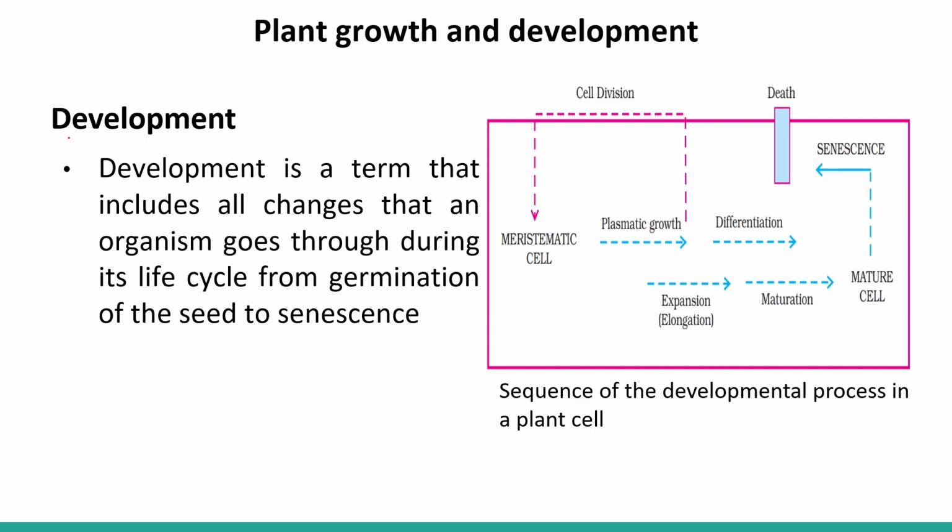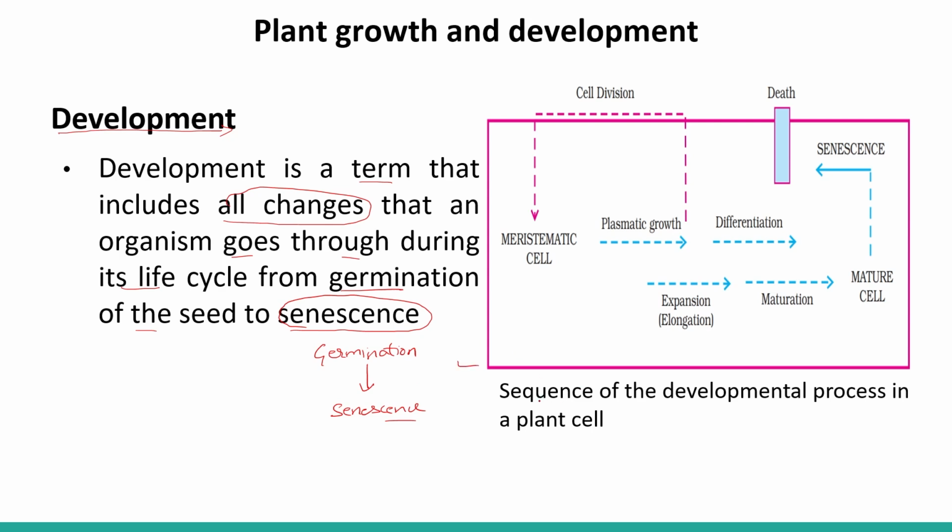We were talking about growth; now let's talk about development. What is development? It is a term that includes all the changes that an organism goes through during its life cycle, from germination of the seed to the senescence. Senescence ultimately leads to the death of the organism. So all the changes that an organism goes through, in plants, from germination of the seed till senescence, is known as development.